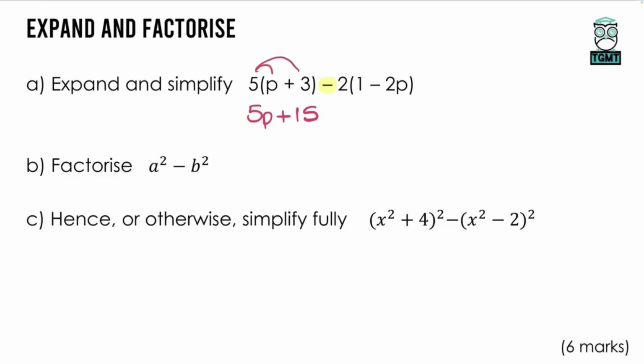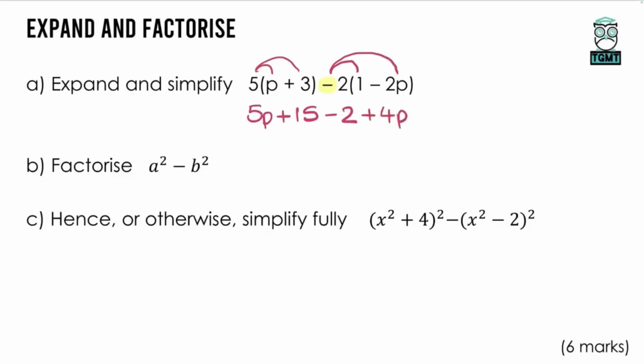Now for the second bracket, there are 2 ways to approach this. We can either multiply everything in the bracket by 2, and then remember to subtract them, which just means we have to think a little bit more carefully, as there is a negative 2p there. And when we're subtracting a negative, it will turn into a positive. So you just need to be really careful. Now I prefer to just multiply by negative 2 straight away. Then I don't have to think about that process later on. So negative 2 times 1 is minus 2, and negative 2 times negative 2p would be positive 4p.